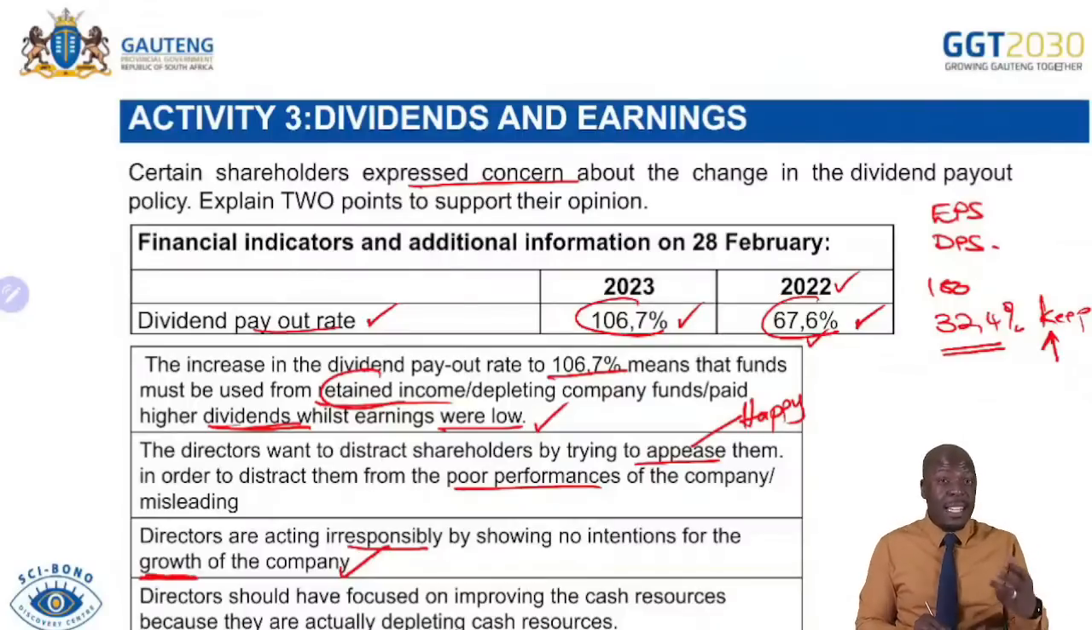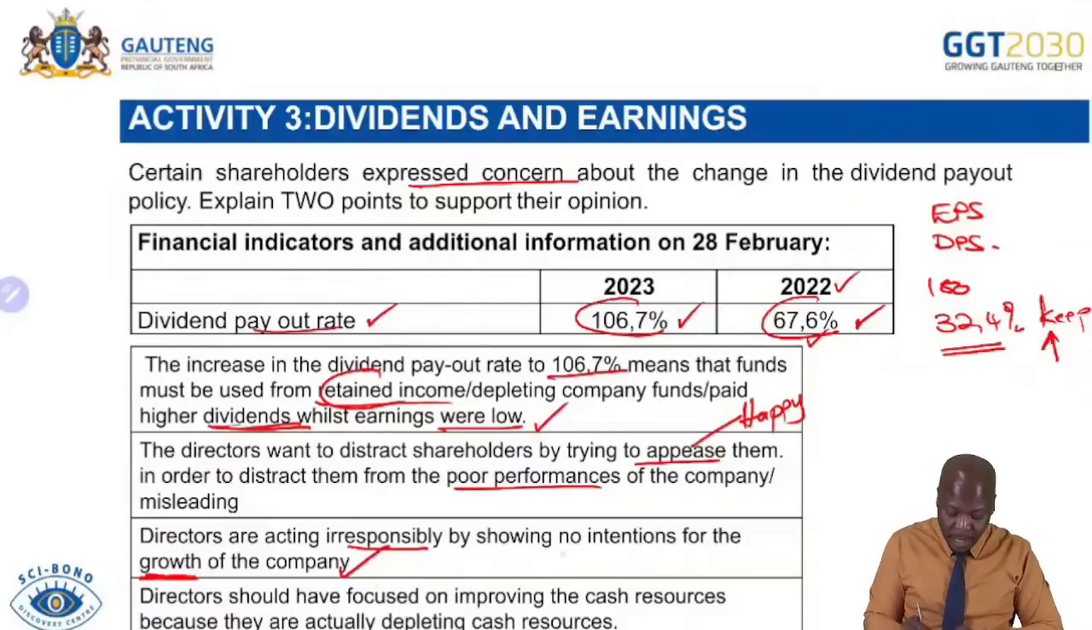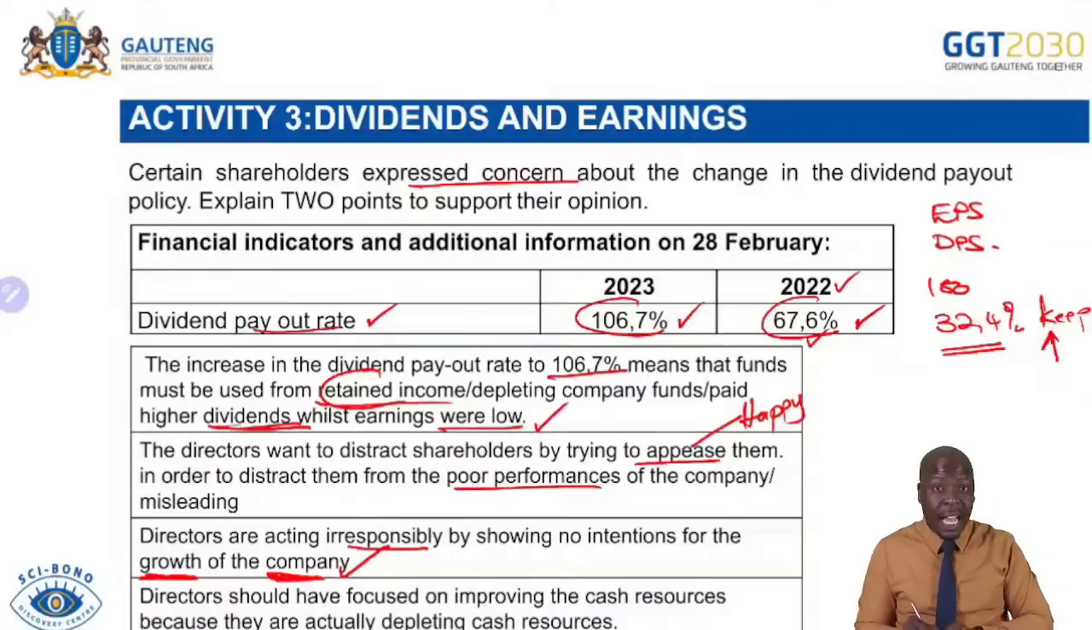In this case, the directors are going to take from the resources that must be used for expansion or for growth, and they are giving them to the shareholders. That simply means the directors are not responsible. They're not acting responsibly enough, as they have no intentions for growth of the company.